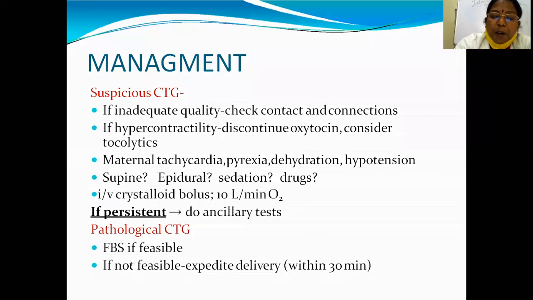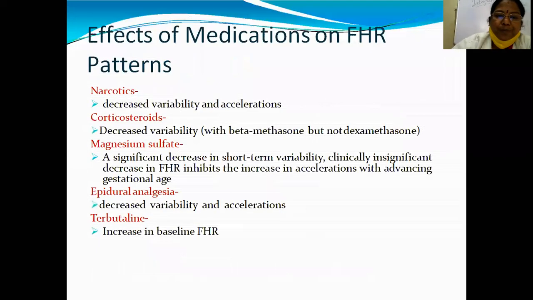and again see whether there is a change in the CTG. But what is the pathological CTG? In a pathological CTG, we have to go for fetal blood sampling if possible, but we are not doing it, and if not feasible, go for immediate delivery.